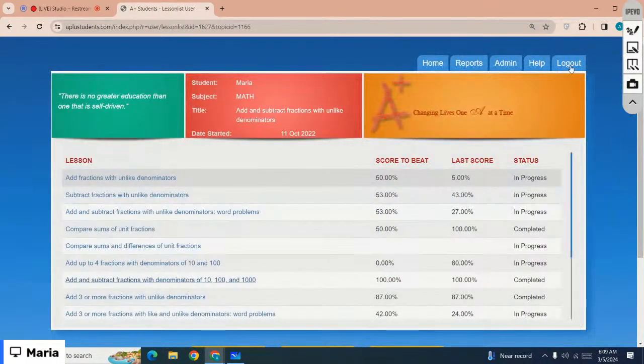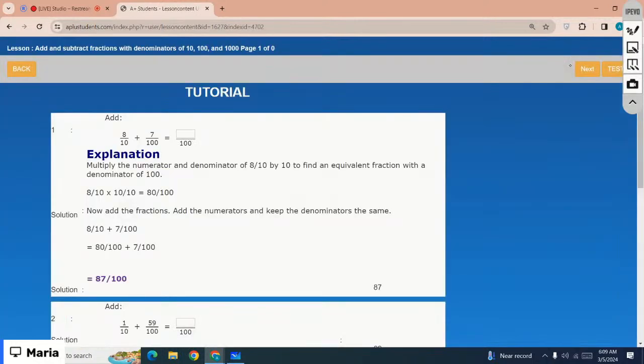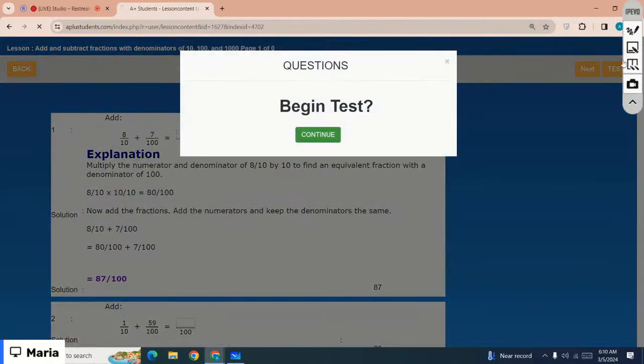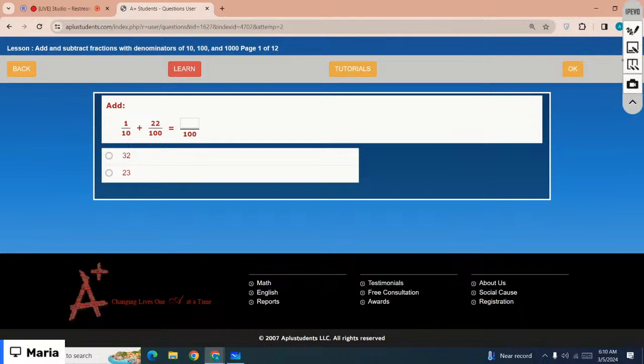And the next lesson is add and subtract fractions with denominators of 10, 100 and 1000. So let's just start with the next one. Now you have the denominators up to 1000, right? So let's start with the next question. Okay, add 1 over 10 plus 22 over 100. So that equals the missing number over 100. So which is the correct option?